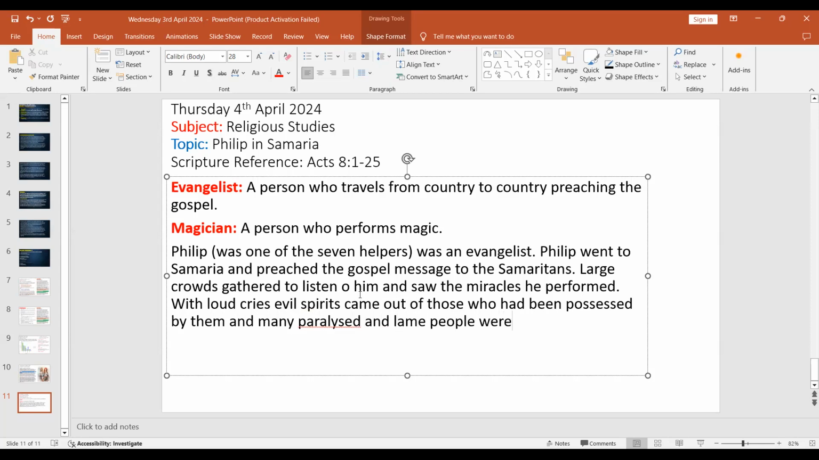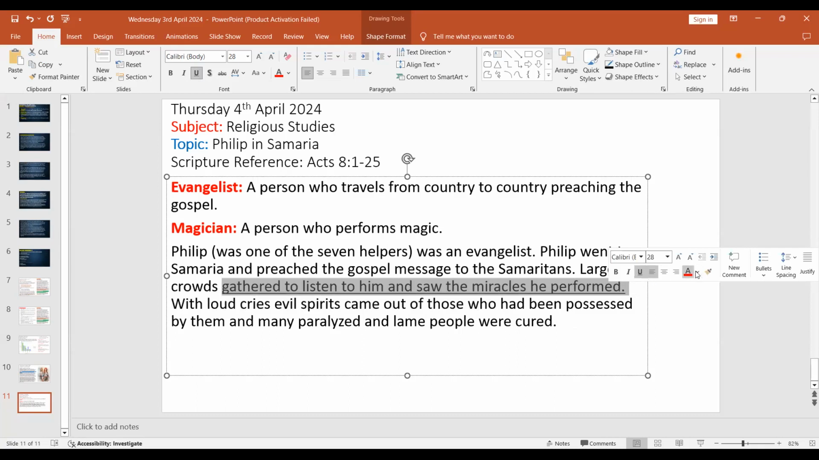So true or false, when Philip was in Samaria, did he perform any miracles? True or false? When Philip was in Samaria, he performed miracles. True or false? True. Very good. So he performed miracles, and the people gathered to listen to hear him preach. Large crowds gathered to listen to hear him preach, and they saw the miracles that he performed, right?